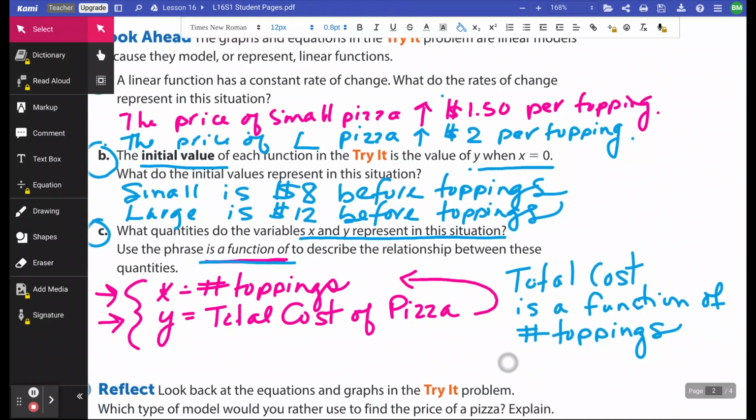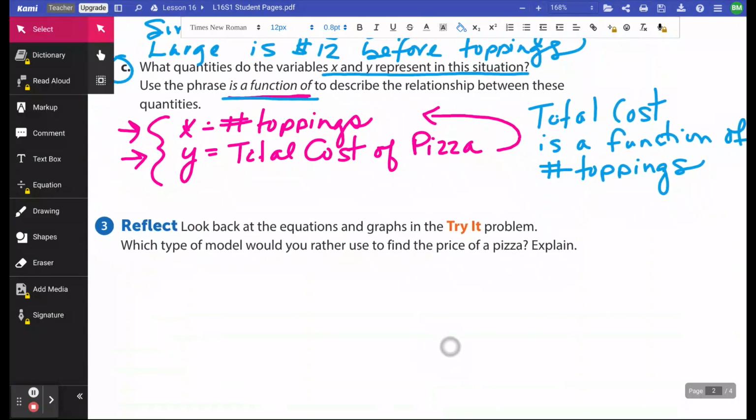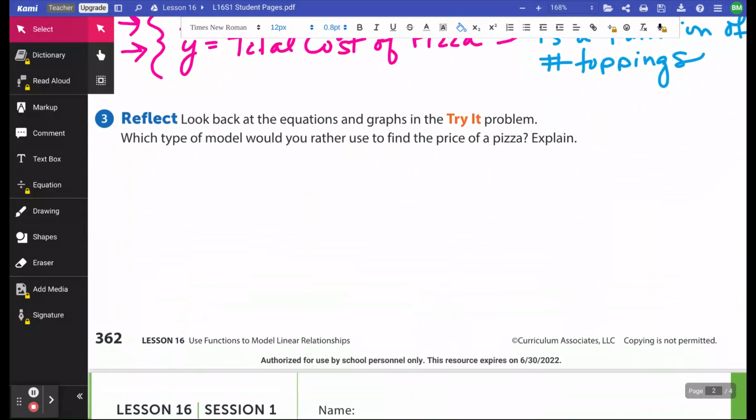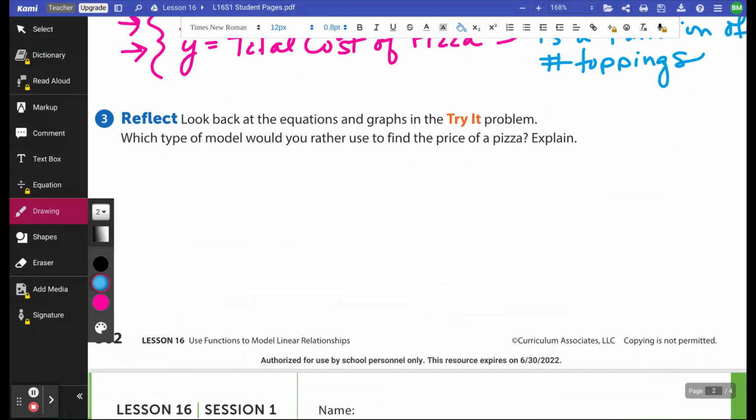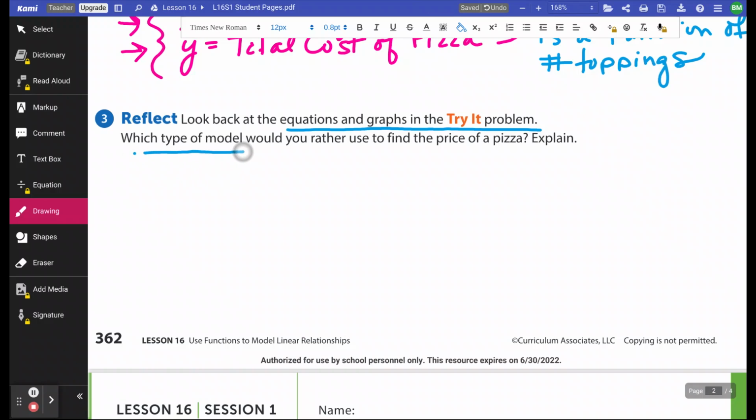All right, one more question before we start practicing. The reflect it question is important. I don't always do the reflect questions, but I think this one's really good. We're being asked to look back at the equations and the graphs in the try it problem, and then consider which type of these models, equations or graphs, you would rather use to find the price of a pizza. Because we all have different brains. We all think differently when we're using mathematics. So I want you to turn back to that page and decide which one you prefer to use to analyze the situation, and why.